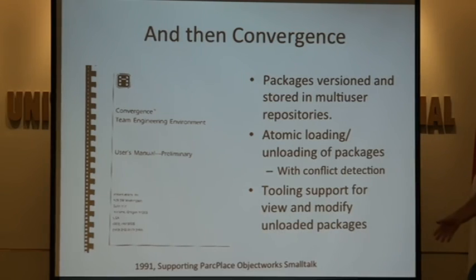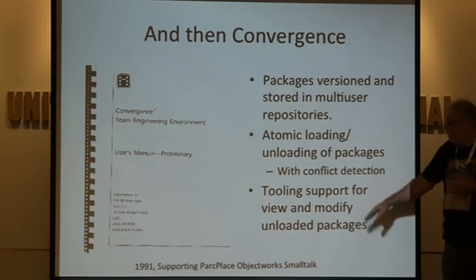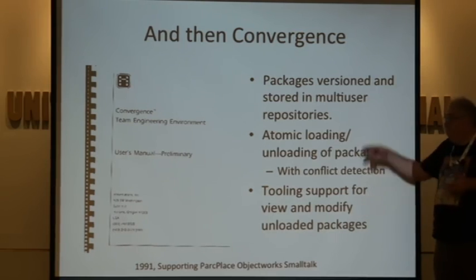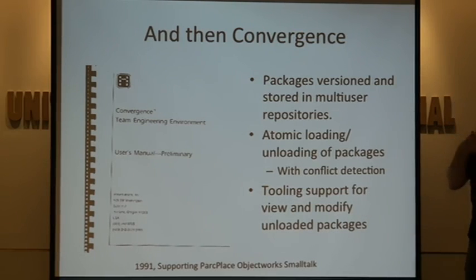it would refuse to load that package, because the idea was a package would always load as an atomic unit, in which case you got everything that was in that package or it wouldn't load at all. You'd never get any partial effects. And another thing we started working on in Convergence was extending the tools so not only did they work on what's in the image, but would work on things that weren't in the image. So you could browse packages that were just out in the repository before they actually got loaded.